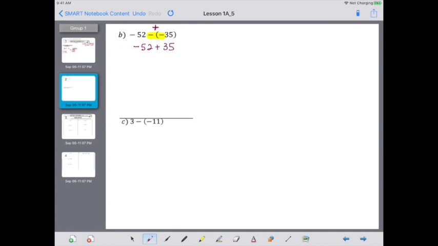So we have different signs. We want to take the difference between 52 and 35. Remember, this is where we refer back to our adding integer rules. 52 minus 35 is going to give us 17. And we always want to take the sign of the larger absolute value, and that gives us a negative 17 because our negative 52 has a larger absolute value.